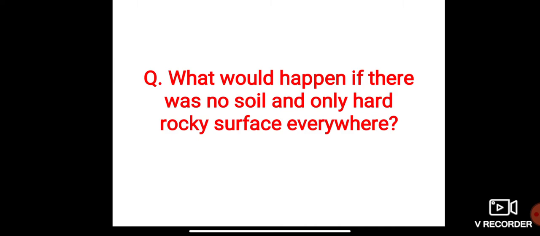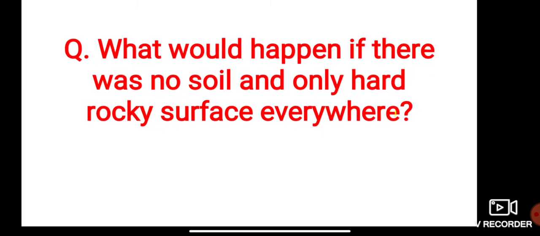Let me ask you a question. What would happen if there was no soil and only hard rocky surface everywhere? What do you think will happen if there was no soil at all and there is only hard rocky surface everywhere? I'll leave it to you. I want all of you to think and then you can write your answer in your notebook.